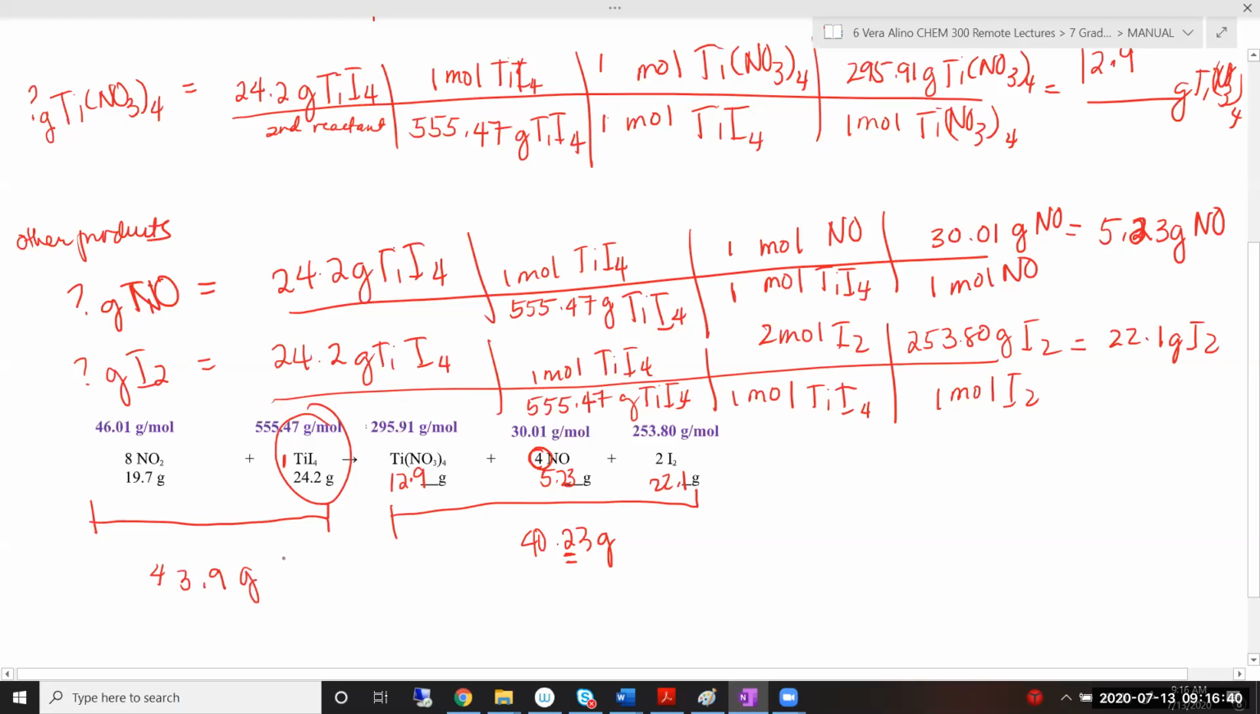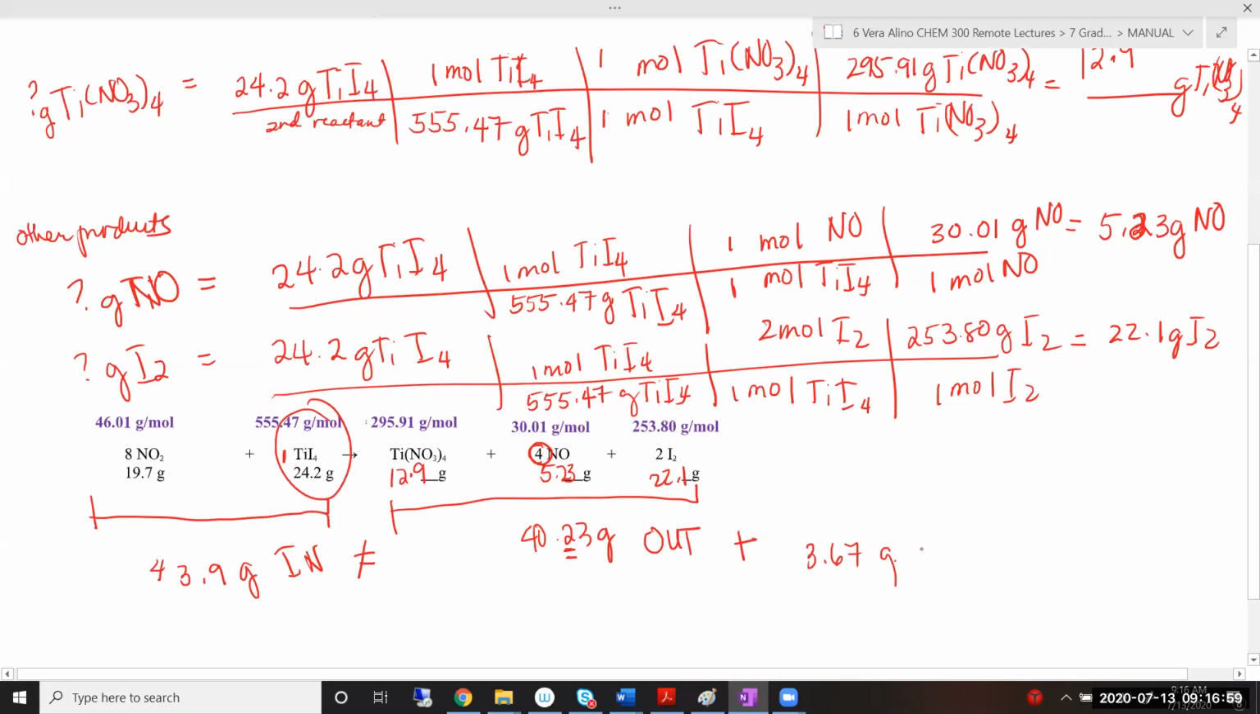Okay. So what does that mean? How come the mass going in is not the same as the mass coming out? Well, in is actually equal to what's coming out. What that means is that there is an excess of 3.67 grams of the unreacted reactant, in this case NO2, that is still left in the vessel.